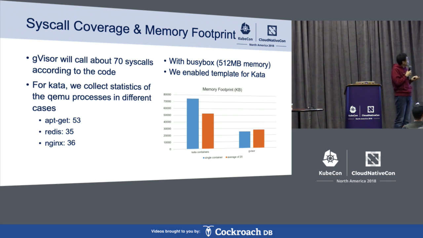The first, the blue one, is just to launch a single container. Then we can see it's about 3 times the memory footprint compared to Kata Containers with gVisor. But we introduced some dark technology called template. After we enable template, if we launch 25 containers and calculate the average memory footprint, then we will be closer. Yes, I guess if we run 1,000, that will be much closer.